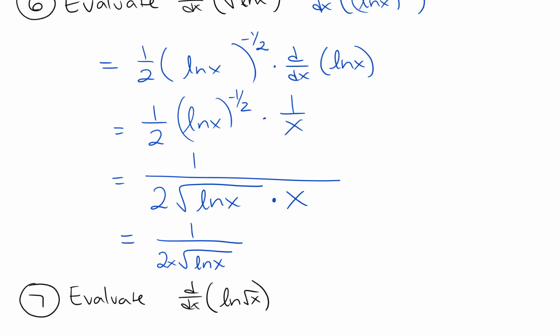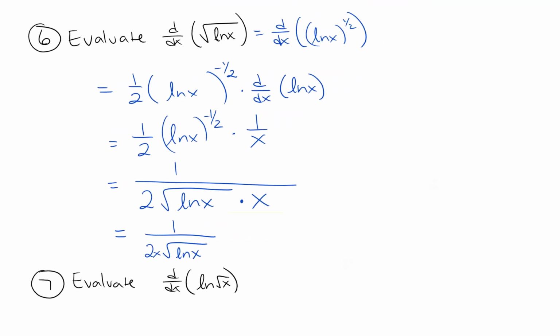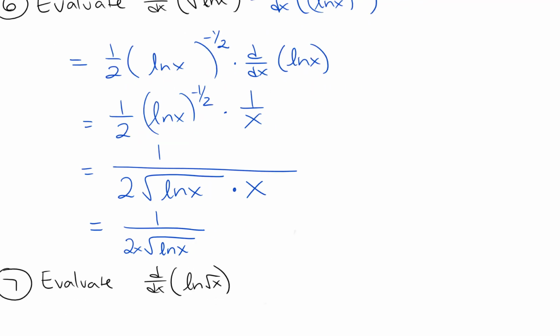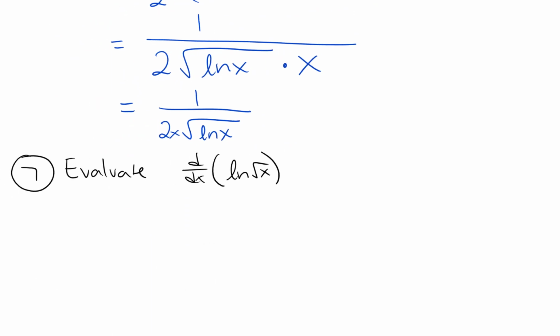And our final example here is going to be very similar to the one we just did, but notice the difference. The last example had the square root on the outside of the natural log function. This time the square root is inside, so it's ln of the square root of x. If I wanted to rewrite this as a power to help, it would be the natural log of x to the 1/2 power. So we still need to use the chain rule here, but this time our outer function is the natural log.